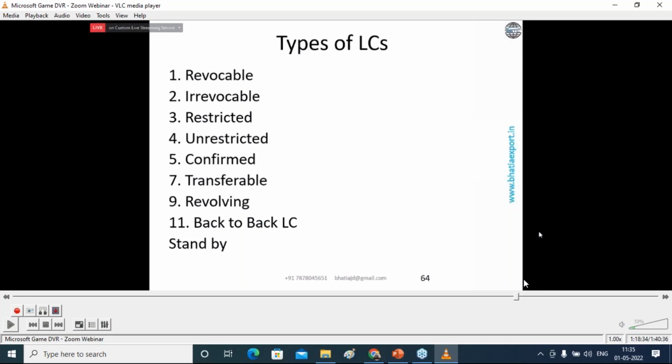Then back-to-back LC means suppose you received an LC from the US in India, and based on the strength of the LC, you want to open another LC to the Chinese party. So that is also possible. That is called a back-to-back LC. Based on the strength of the original LC, you are opening another LC to your supplier. Okay, so these are some types of LCs.